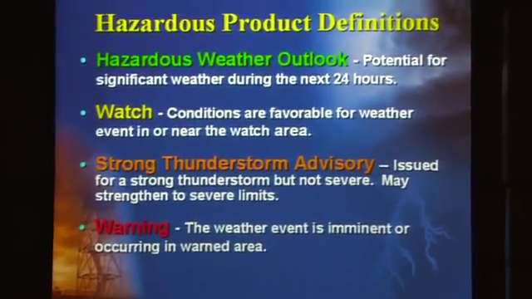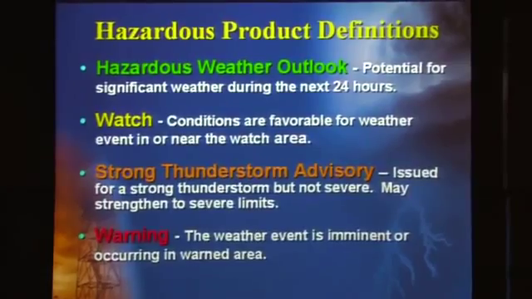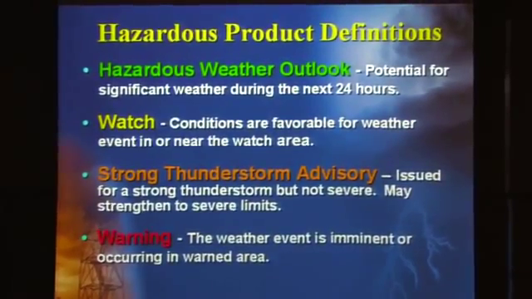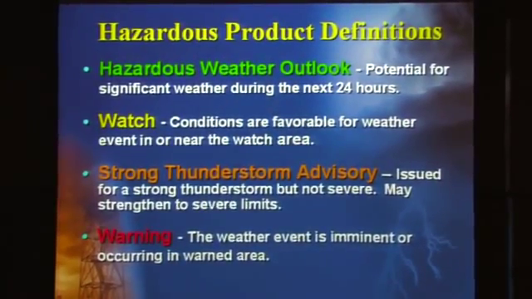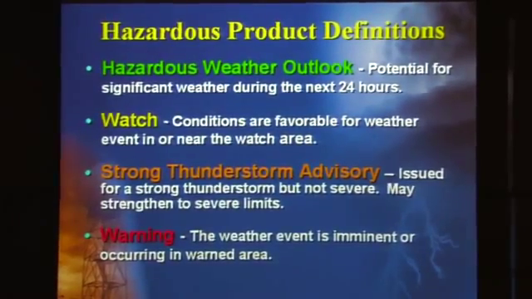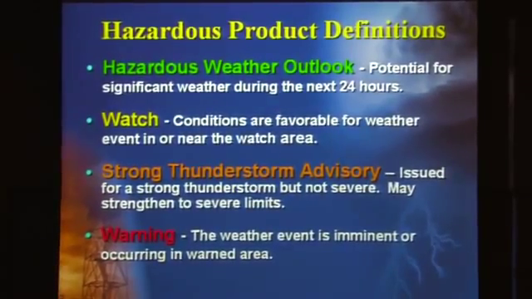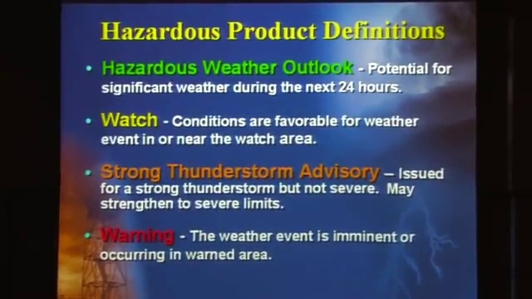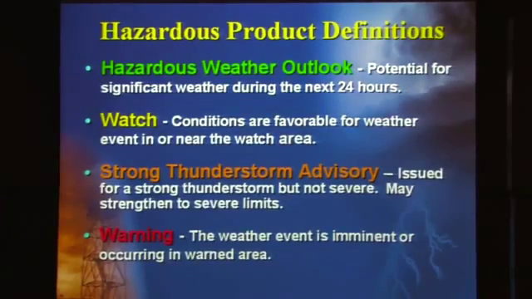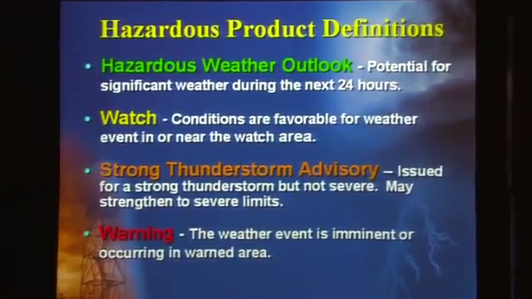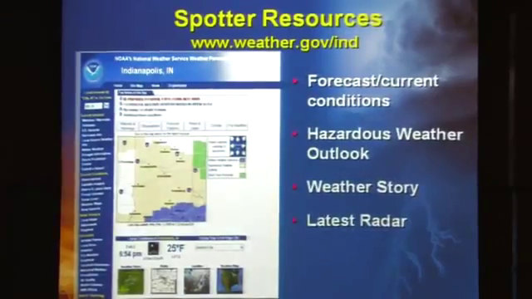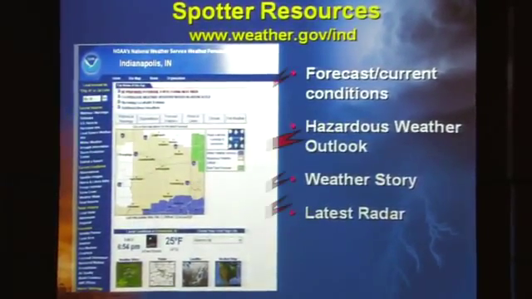Now there's a lot of different products that you can use from the Weather Service that help you to get an idea of what's taking place, from well in advance the hazardous weather outlook that we put out every morning, to when it looks like storms are going to fire up into severe weather, the watch box being issued. When we have storms that look like they're pretty strong but aren't severe, we'll put out a strong thunderstorm advisory, and if we're expecting them to become severe, we put out warnings. So off of our website, that information is all available.